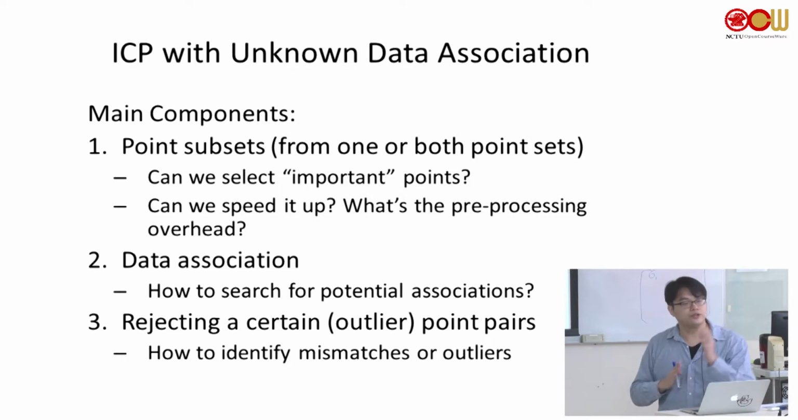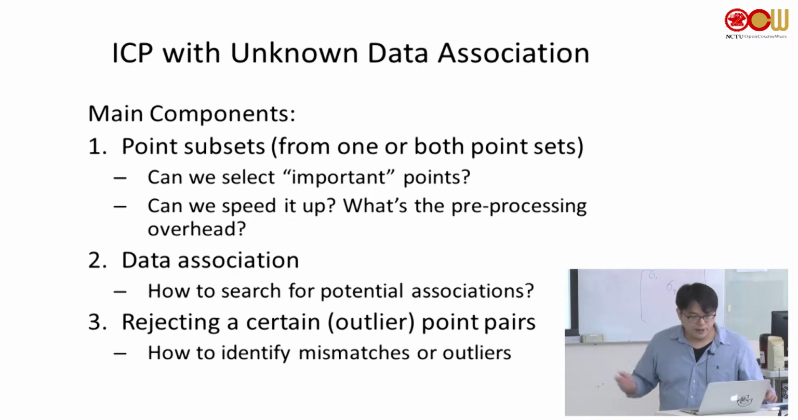And three, from the first frame to the second frame, some points may not exist anymore. Suppose your robot turned and could not see some of the data points in the previous frame. And also, there might be some outliers in your data set. How are we going to identify those outliers or mismatches?